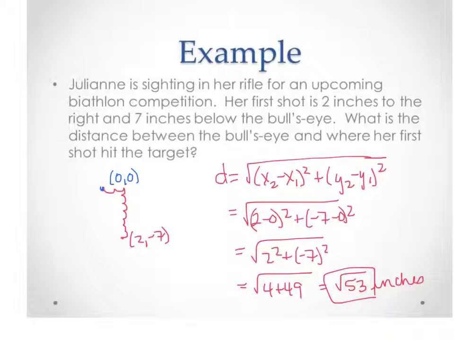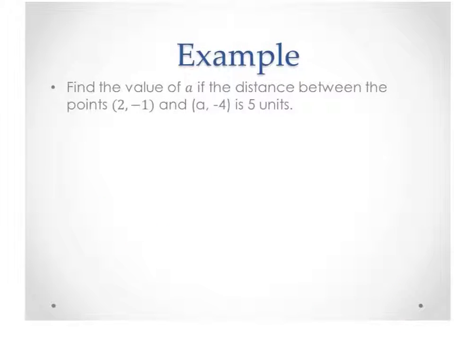There we go. That's how you use the distance formula. So one other thing that we need to talk about is what happens if they give you the distance and you have to find a missing coordinate. So you just are going to use the distance formula and you're going to solve for that missing value. Very important that you fill out the entire distance formula.